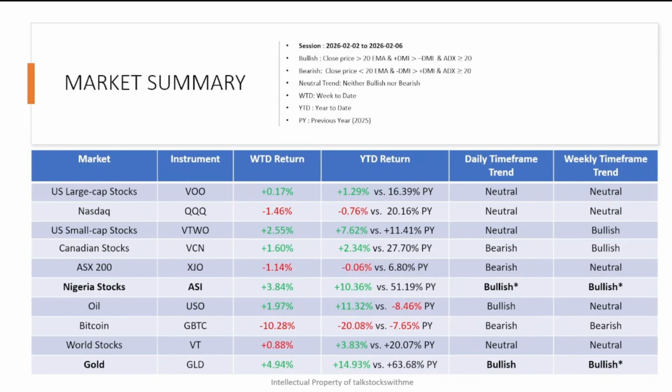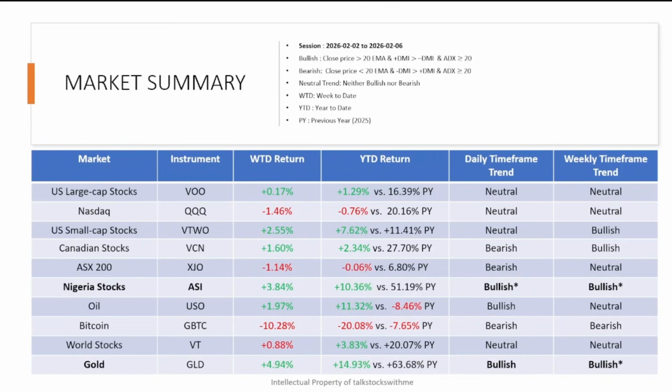I also like to call out oil, which we track by the ETF USO. This past week, it returned 1.97%. Year to date, USO has delivered 11.32%, significantly outperforming its entire 2025 return of negative 8.46%. The short term is showing a bullish trend from the daily time frame, but in the mid-term, the chart is still neutral, which is identified from the weekly time frame. Let's switch to the next section.